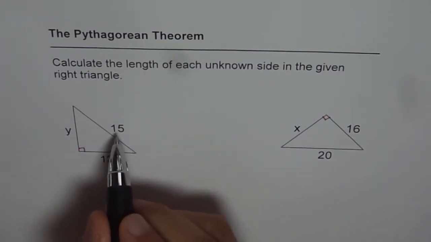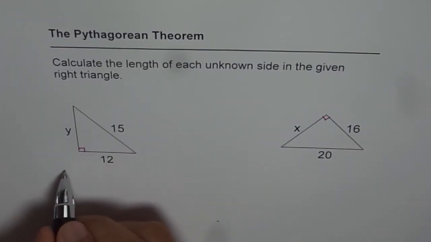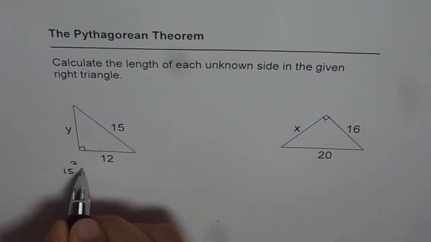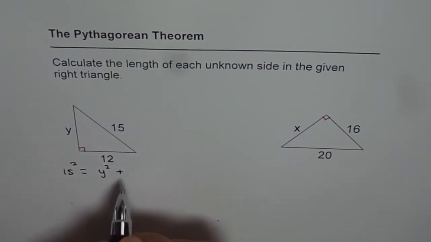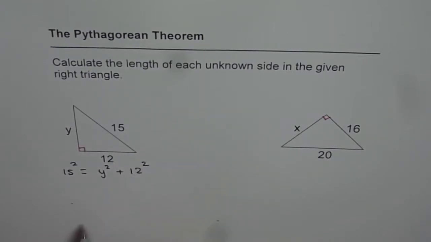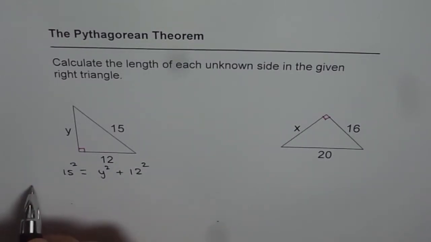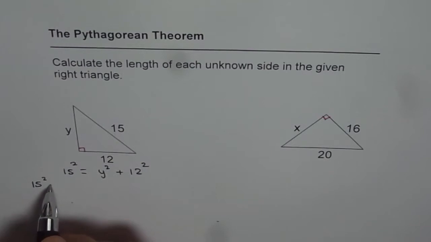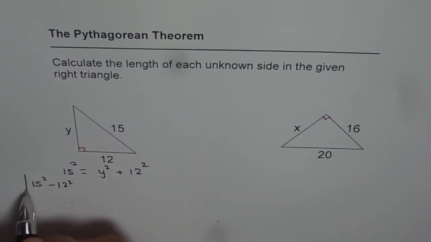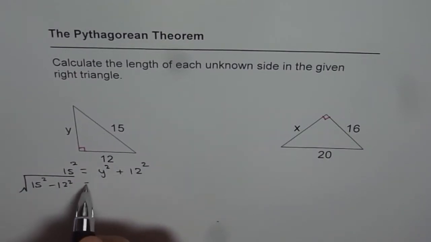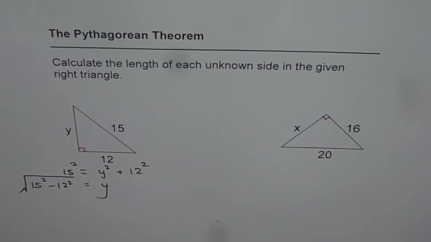Well, we know the longest side is 15, so we can write 15 squared is equal to the sum of the two legs, which is y squared plus 12 squared, right? Now we can reorganize this formula and find what y is, correct? So it becomes 15 squared minus 12 squared, and then to find y, we'll take the square root of it, is equal to y. Now use the calculator and find the answer.